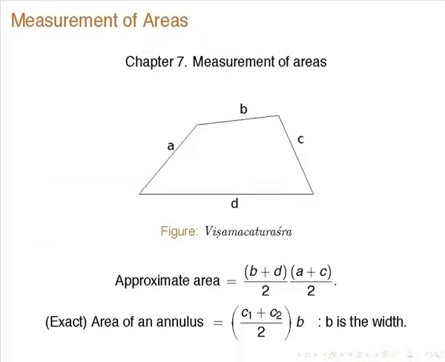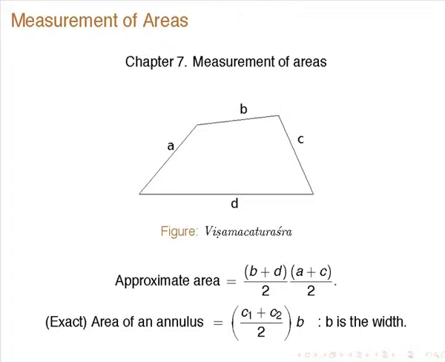So, for instance, if you have a Vishama Chaturashra, any quadrilateral where there is no relation among the various sides A, B, C, D, that is the Vishama Chaturashra. The approximate area, as in Brahma-Sputa Siddhanta, is given as (B plus D) by 2 into (A plus C) by 2, approximate area.